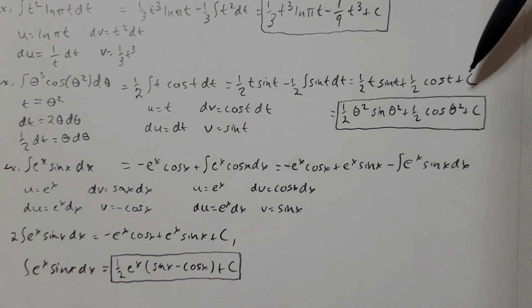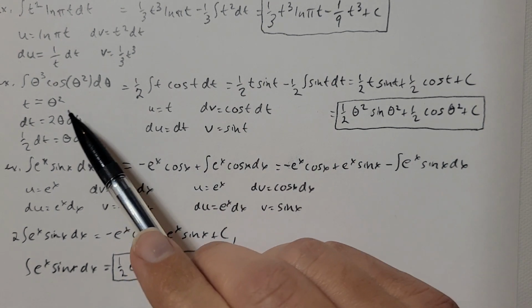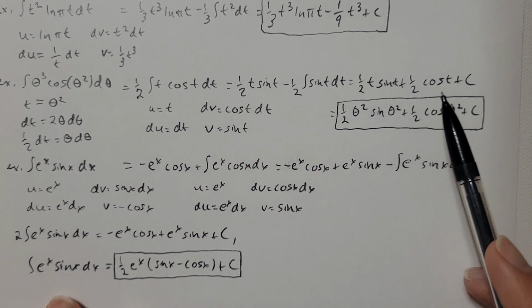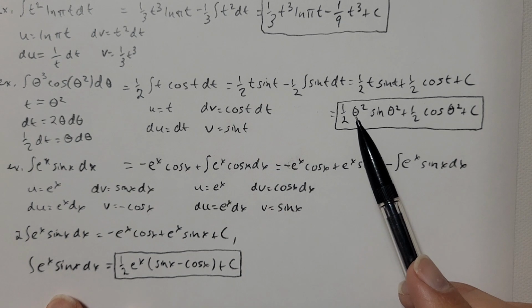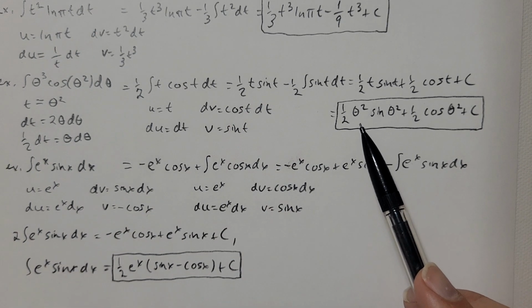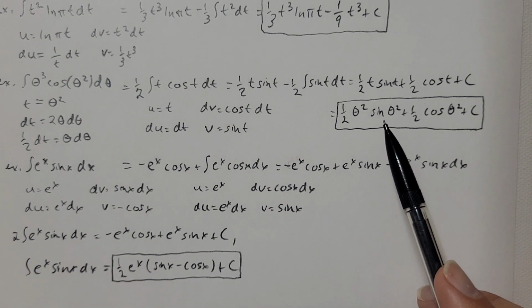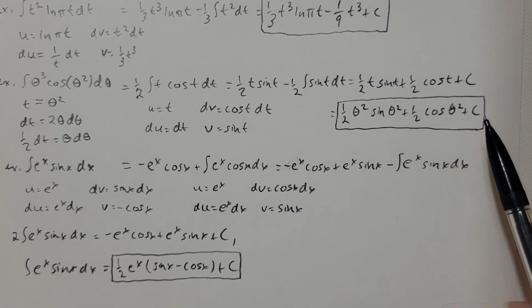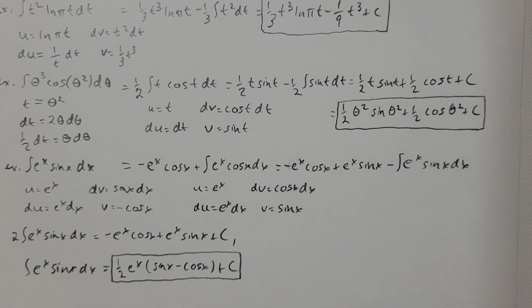The last thing to do: my original integral involved theta, so I'd want to give an answer involving theta. Well, t is theta squared, so where I see t here, I'm going to replace those t's with theta squared. So my answer would be 1/2 theta squared times sine of theta squared plus 1/2 cosine of theta squared plus a constant at the end.